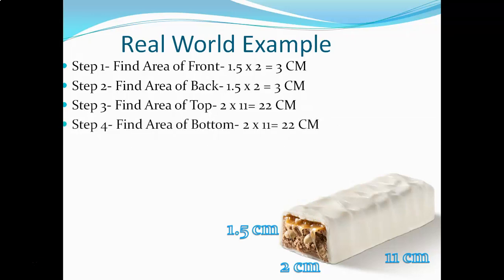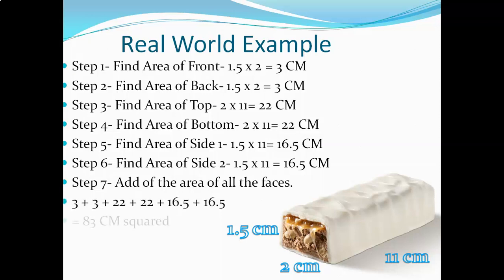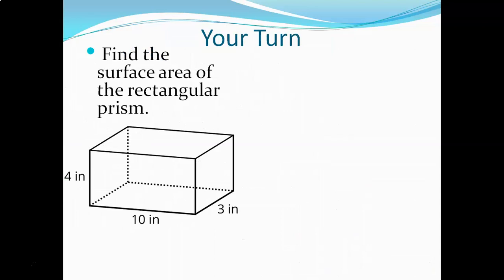And now the sides. This side here is 11. This side here, or the height, is 1.5. 11 times 1.5 is 16.5. Side 1's the same as side 2. Now, we have all the faces. So now we add them all up. And we get a grand sum of 83 centimeters squared. All right, now it's your turn.